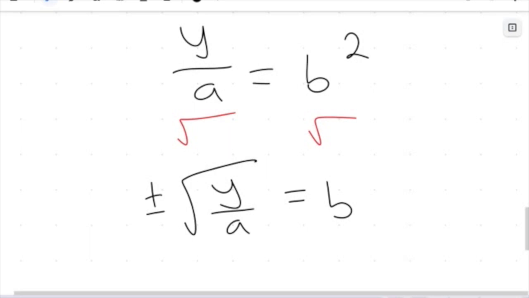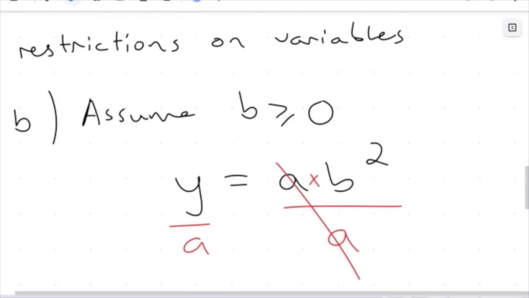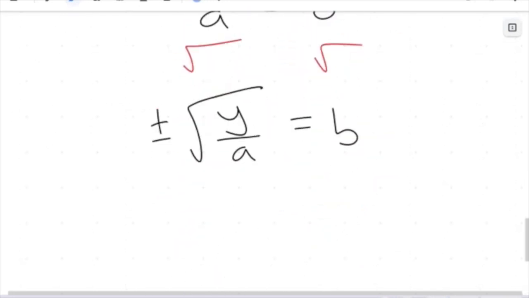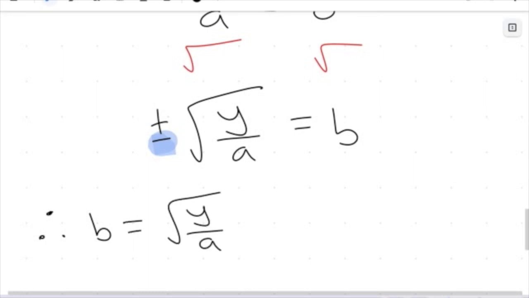But here, in the previous example, we said that when we take the square root of a number, we can get positive or negative. But we're given a restriction on the variable b. We're saying here that b can either be 0 or a number greater than 0. So therefore, this negative option we are going to ignore because of the restriction on the variable b. So therefore, b can only equal the positive case of the square root of y over a.